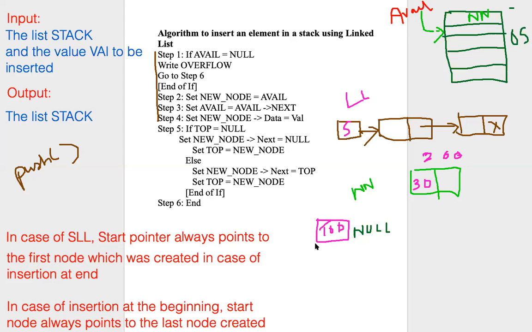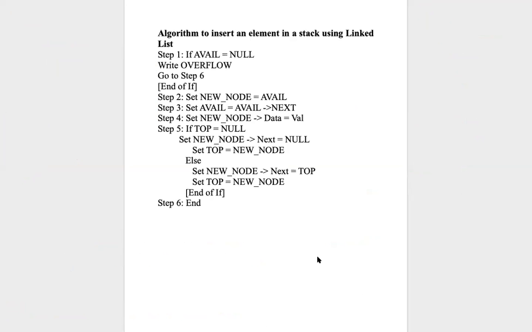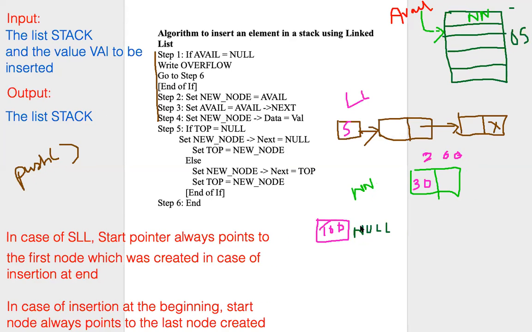Now initially when top is null, what do we do? This is my only node, so I can safely make the next pointer part of this to be null. And then I can make top point to my new node. So this address becomes 200.